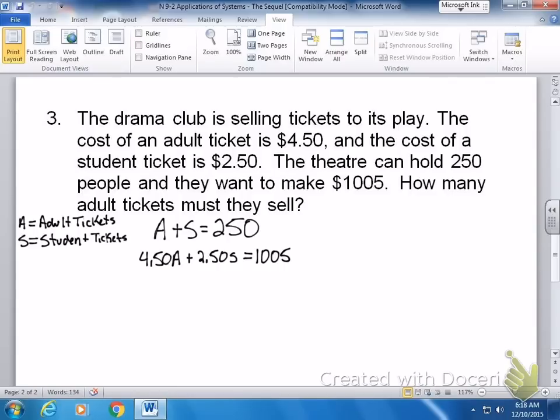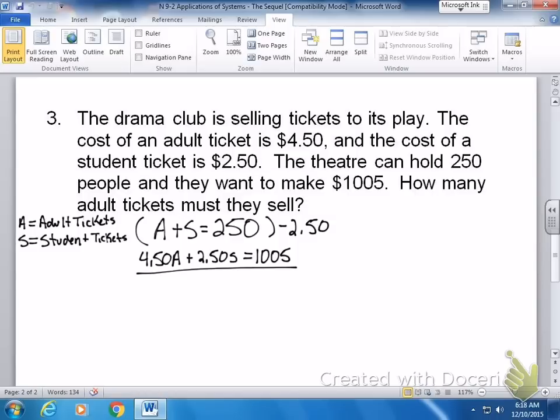Now this one's also set up for elimination. So what we can do is know that A and S on the bottom equation are 450 and 250. If I can make one of the A or S, one of those, negative on the top, then I can eliminate. So I'm going to multiply the top one by negative 2.5. That way I can cancel out my S's and it leaves me with my adults, which is what I want.